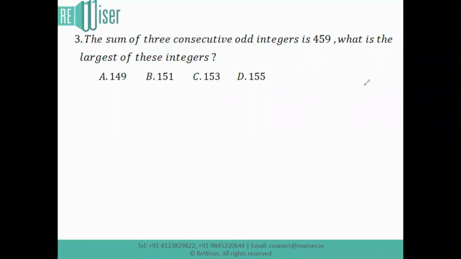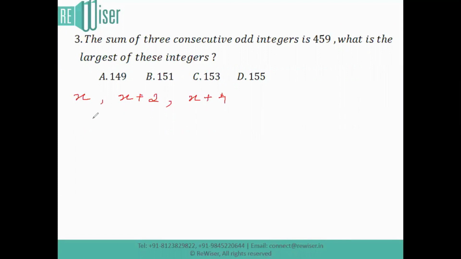In this question, they're talking about the sum of three consecutive odd integers. So three consecutive odd integers means it can be 3, 5, then 7. That is basically one after the other odd integer. So if I take x as my first odd integer, my next odd integer will be x plus 2, and my third odd integer will be x plus 4. These three odd integers will be in consecutive order.